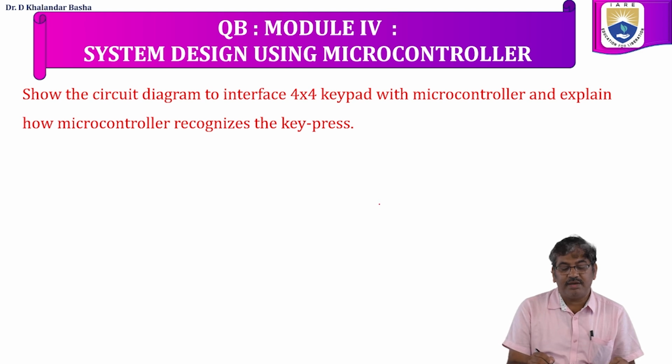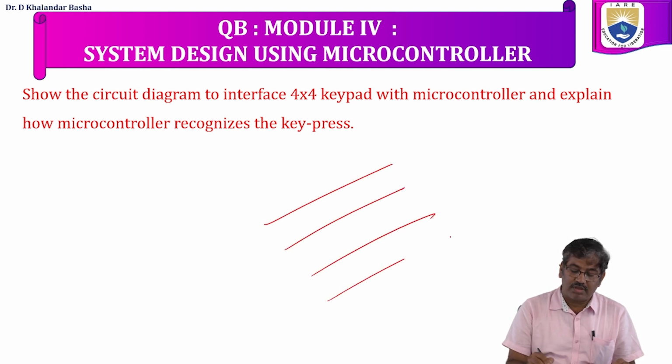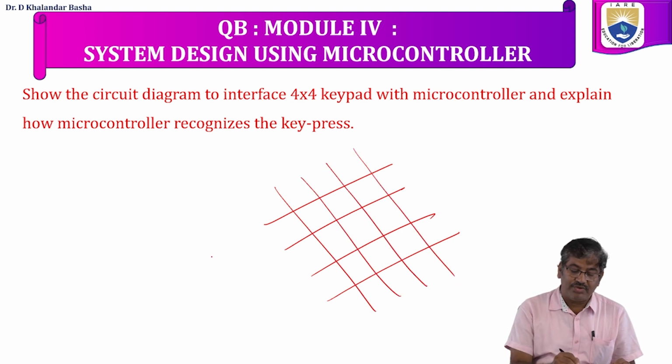Show the circuit diagram to interface a 4x4 keypad with the microcontroller and explain how the microcontroller recognizes which key is pressed. So here we are going to take a 4x4 keypad, where we are going to have row 0, row 1, row 2, row 3. This I will take as column 0, column 1, column 2, column 3.